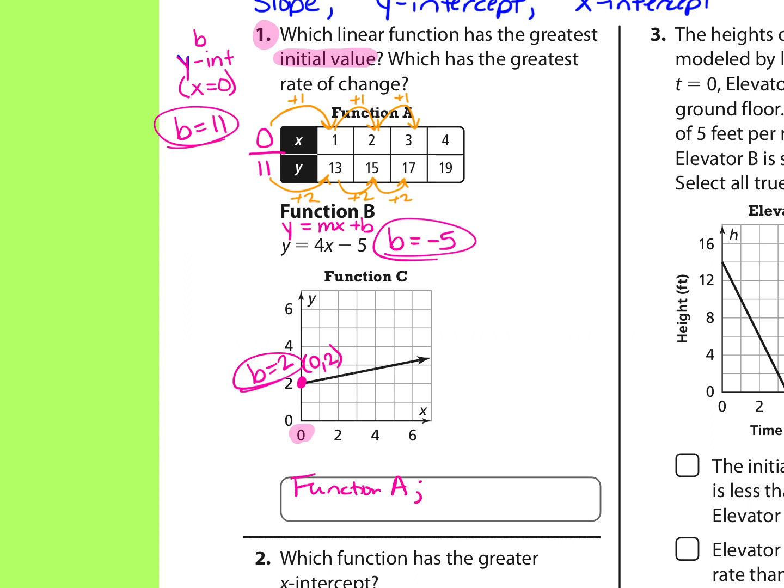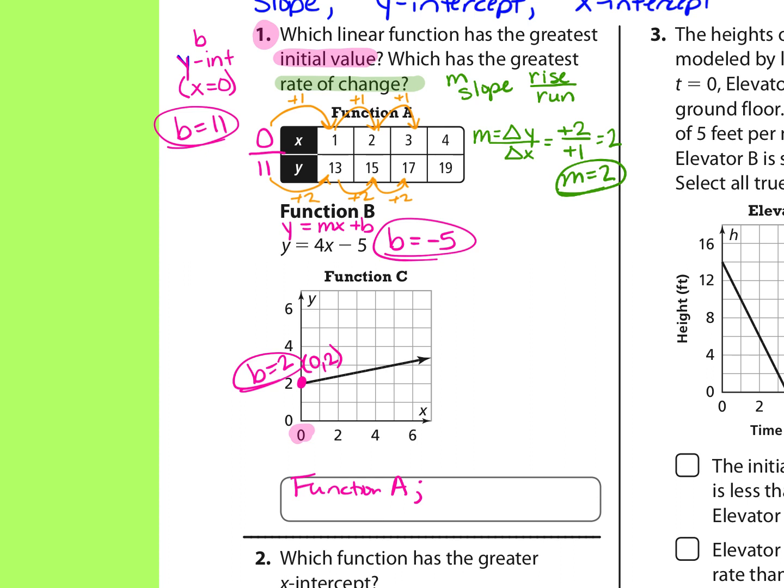Okay, now we want to figure out which one has the greatest rate of change. When we see rate of change, that's another phrase for slope, which we could call m. And that is where we find rise over run. So if I'm looking at this function a, slope, rise over run, is equal to the change of y divided by the change of x. And I see that every time y adds 2, x adds 1. We've already seen that in the table. And so the slope, m, is 2.